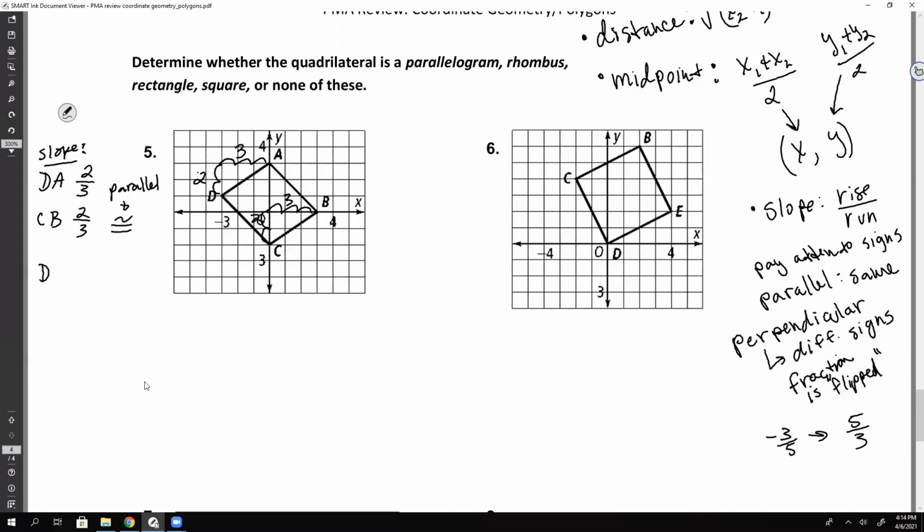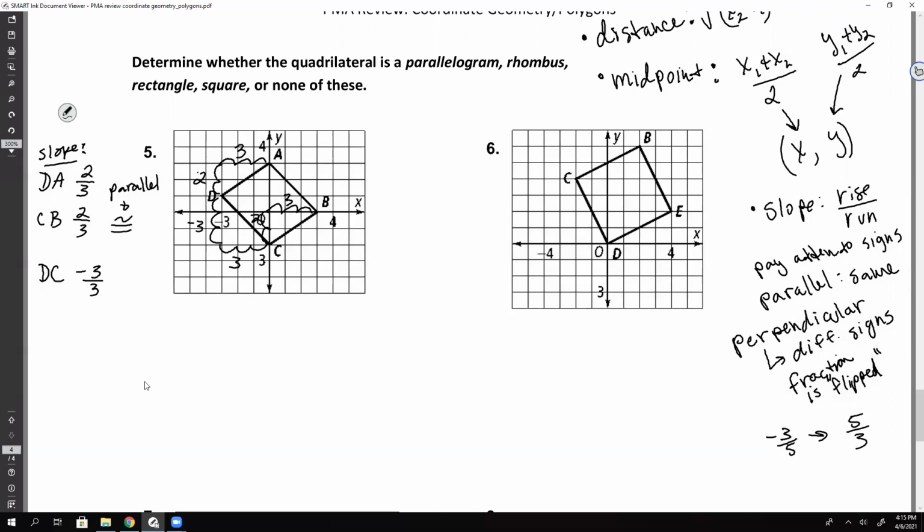So I'm going to look at DC. From D to C, I'm going to go down 1, 2, 3. So that's a -3. And I'm going to the right 1, 2, 3. So it's positive 3. Going to the right is positive, going up is positive, going down or going left is negative. So for DC, our rise is negative 3, and our run was positive 3.